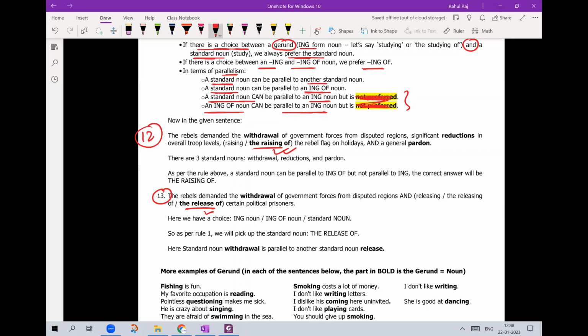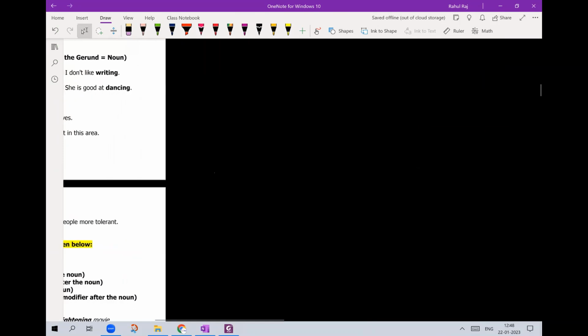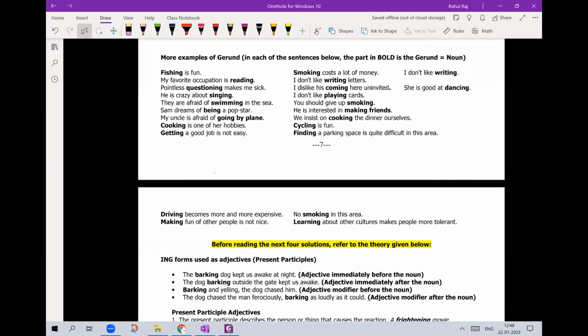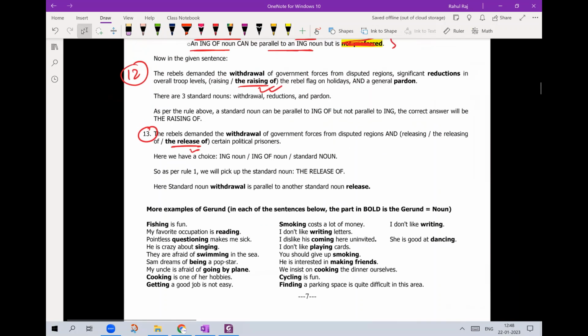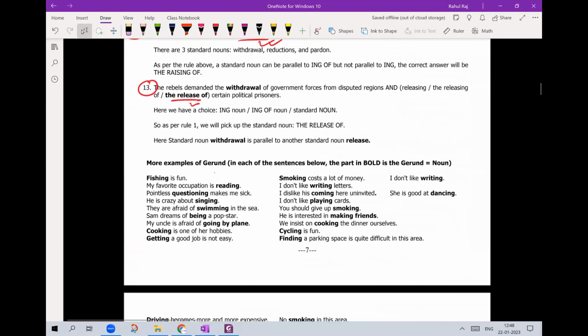So this was all about noun and noun parallelism, guys. The next topic we have is adjective and adjective parallelism, which we'll read in the next class, because if I do it now with you, you will literally go mad. Your entire mind will swing up. I'm telling you. It's going to be very challenging to study noun and adjective at the same time. But I promise, guys, it will be very, very fine.